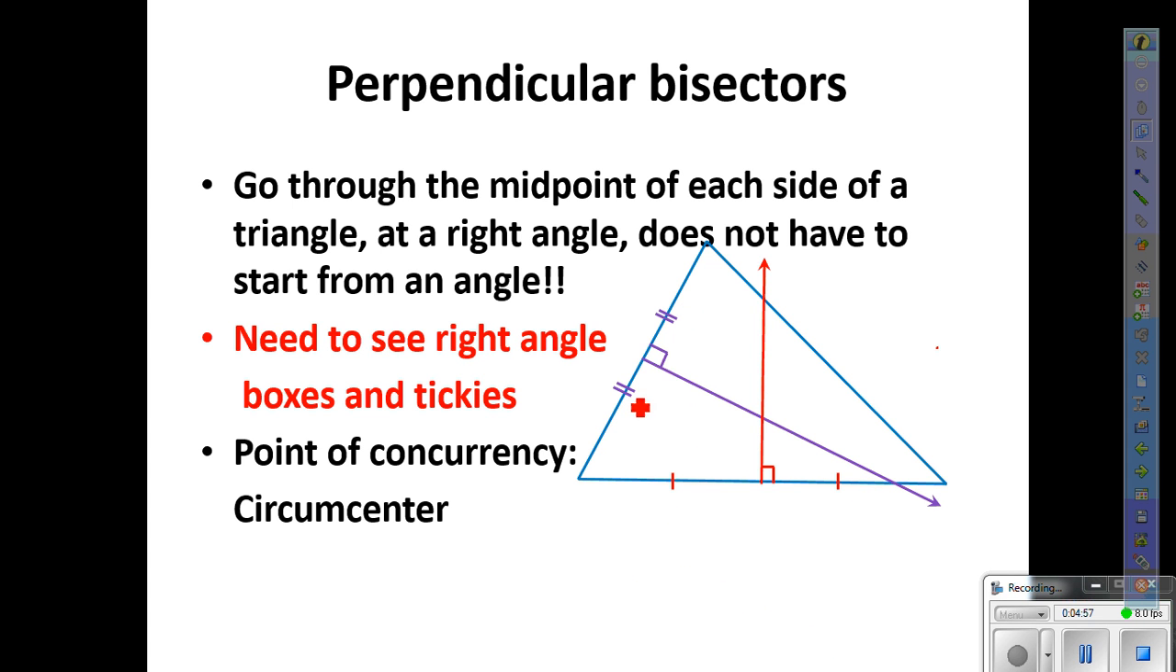90-degree angle, and it cut this side in half.